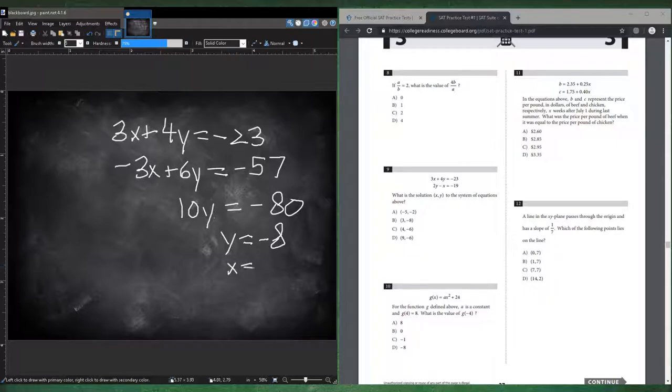If you plug y back into the equation, you get negative 32 is equal to negative 23. So 3x is equal to 9. So x has to equal 3. So the solution is 3, negative 8. So the answer is B.